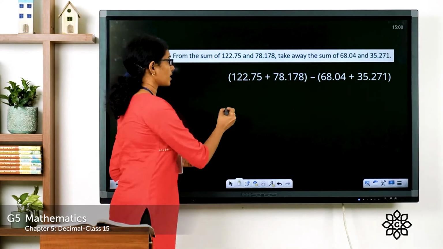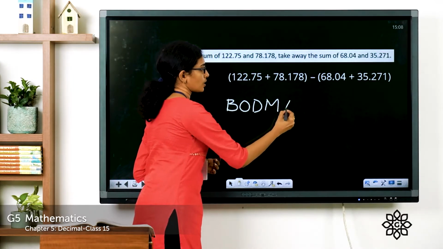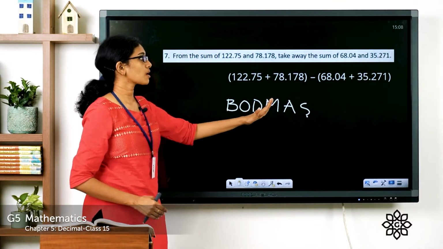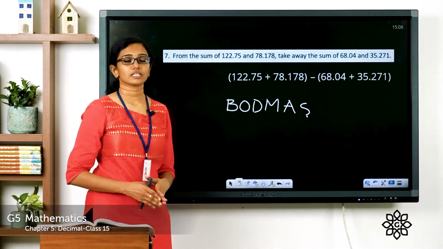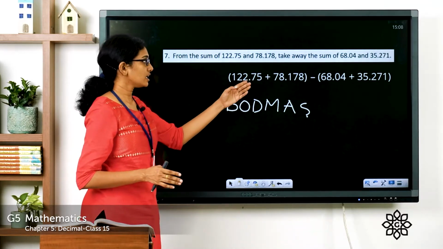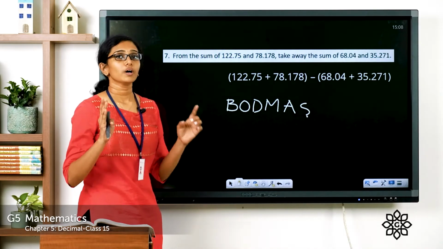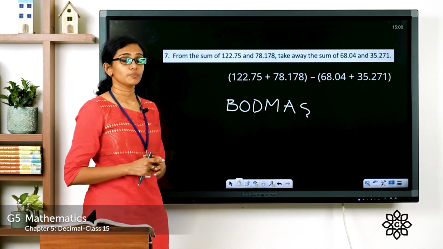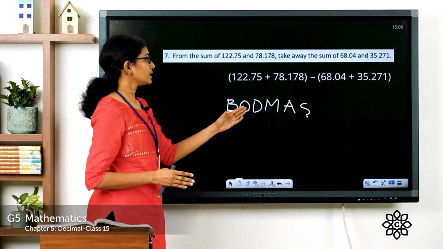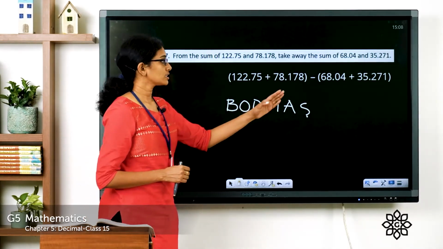So I hope you are aware of the rule called BODMAS. The BODMAS rule stands for brackets, orders, division, multiplication, addition and subtraction. It means that when different operations come in the same question, like here you have the addition and subtraction within the same question, which one would you do first? Whatever is given in the brackets should be done first. Then comes orders, which you will study about later. Then division, then multiplication, then addition, then subtraction.